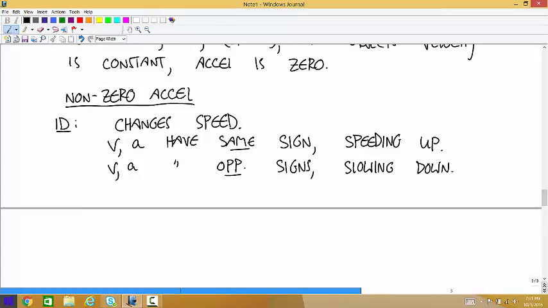In 2D, there's something new that acceleration can do. It leads to changing speed, and it also causes turning, makes the object turn.